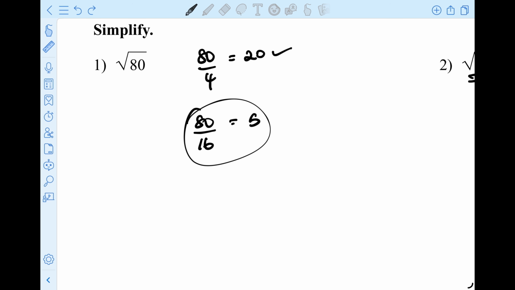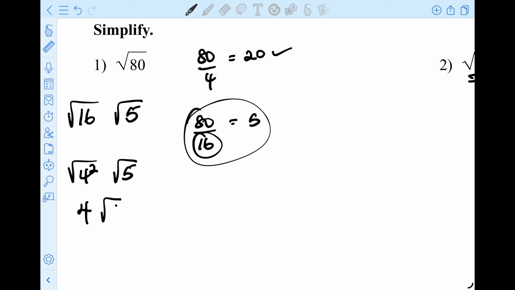So with that being said, let's set it out. This will become the square root of 16 multiplied by the square root of 5. And what did we say before? The square root of 16 is the square root of 4 squared, multiplied by the square root of 5. And the square root of 4 squared is just 4. And this is the square root of 5. And this is your answer. Okay? That's all that it is. This is how we say it: 4 root 5.